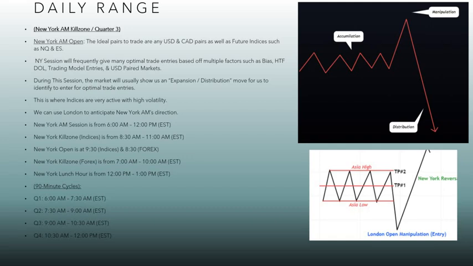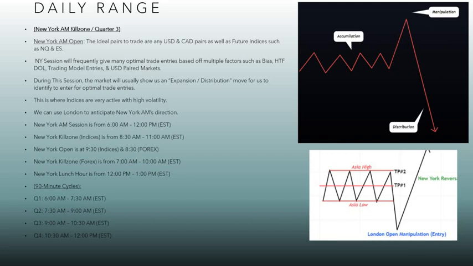New York session would frequently give many optimal trade entries based off of multiple factors such as bias, higher time frame drawn liquidity, trading model entries, and US dollar paired markets. Okay, so this is the kill zone that you want to trade when you're trading indices or any US dollar pairs. This is the session you want to trade.